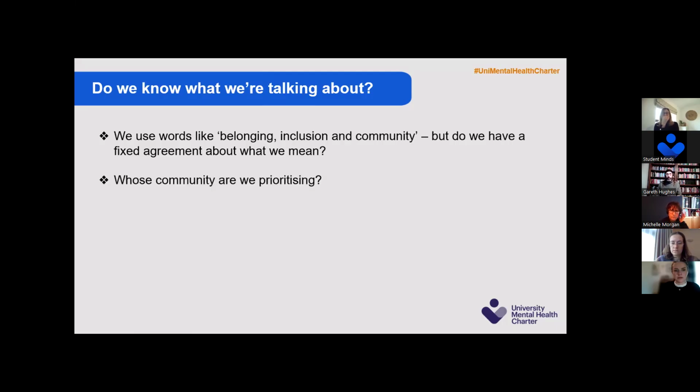Whose community are we prioritizing? What community is the most important? And again, when we're talking to students in the student focus groups, quite often one of the things we heard was some student groups saying, we think we're missed, we think we're not considered, we think we're not cared about.